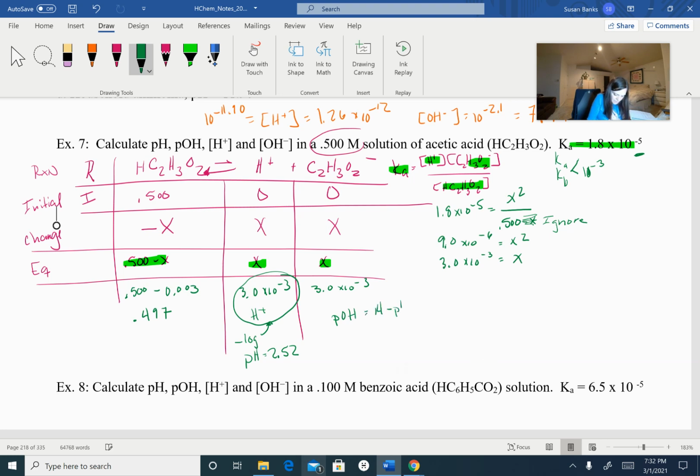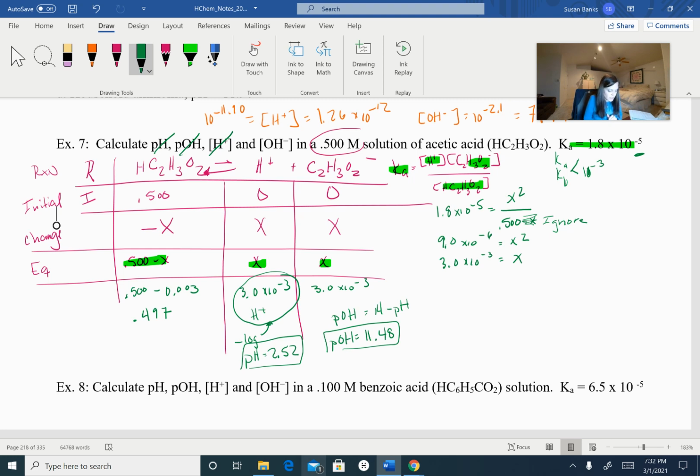Okay? Now I can get the pOH really quickly by just taking 14 minus that pH. So I'm going to do that. And I'm going to just use the whole kit and caboodle that I calculated here. To the hundredths, and that's what I usually like to do, that will give me 11.48. Okay, so I've now got the pH, I've got the pOH, and I've got the hydrogen.